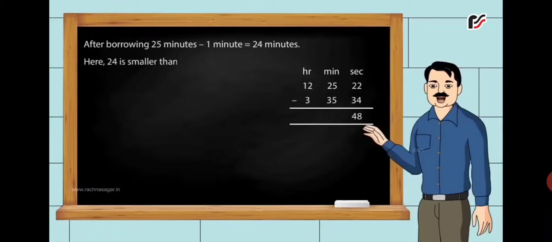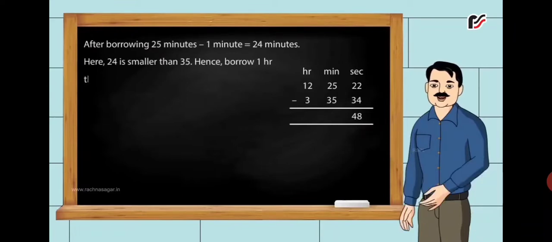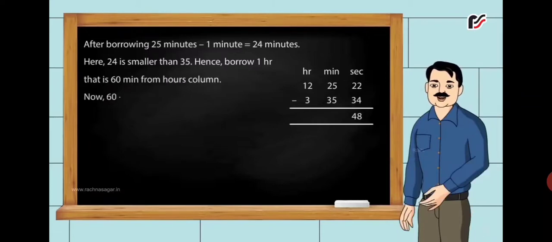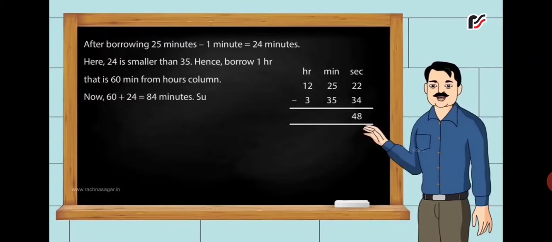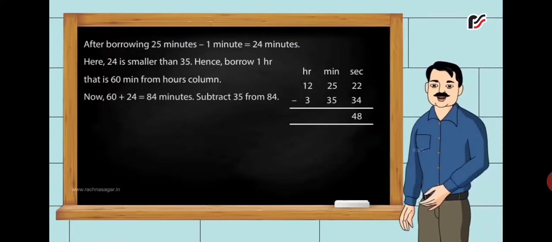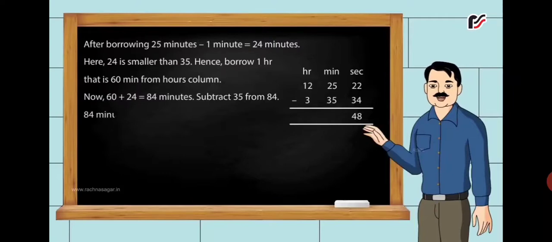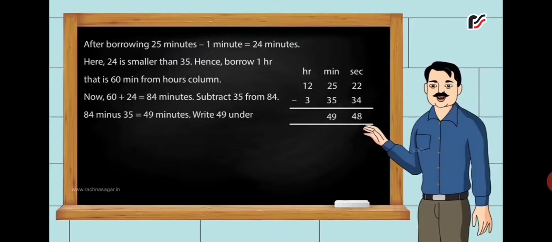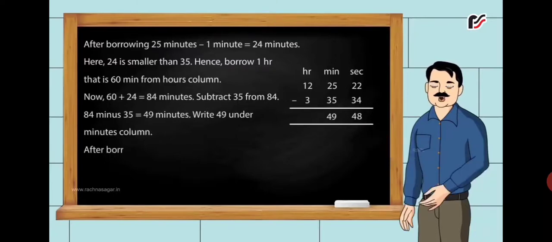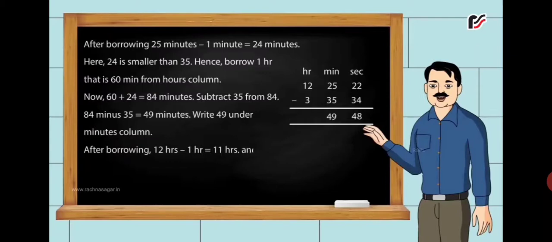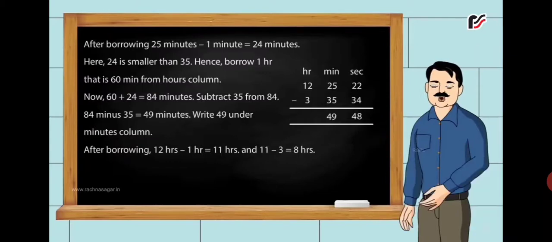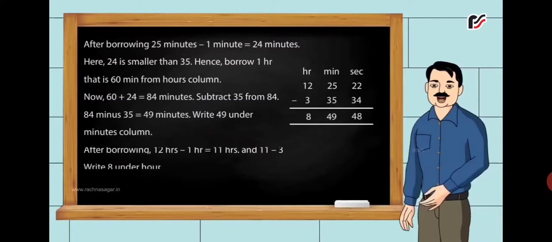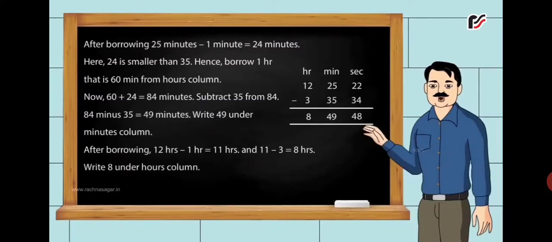Here 24 is smaller than 35, hence borrow 1 hour, that is 60 minutes from hours column. Now 60 plus 24 equal to 84 minutes. Subtract 35 from 84. 84 minutes minus 35 equal to 49 minutes. Write 49 under minutes column. After borrowing 12 hours minus 1 hour equal to 11 hours and 11 minus 3 equal to 8 hours. Write 8 under hours column.